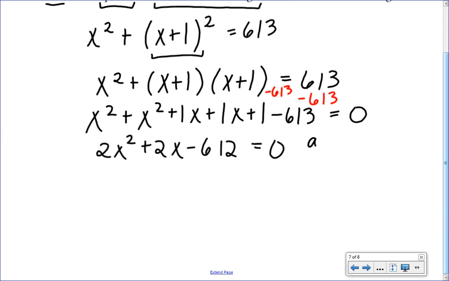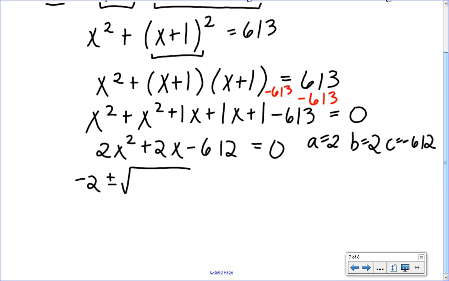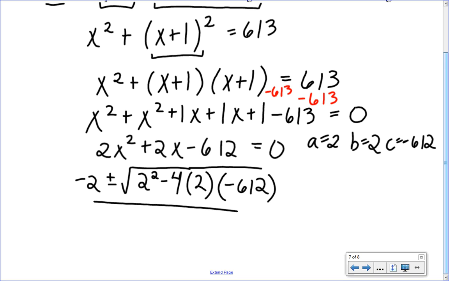Here I'm just going to write my values for A, B, and C. A is 2, B is 2, C is negative 612. And then I'm going to plug those into the quadratic equation. So we have negative b, which is negative 2, plus or minus the discriminant, which is b squared minus 4ac. So we have 2 squared minus 4 times a times c. All of this is over 2a, which is 2 times 2.